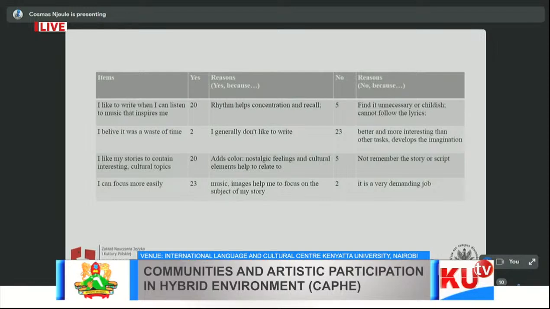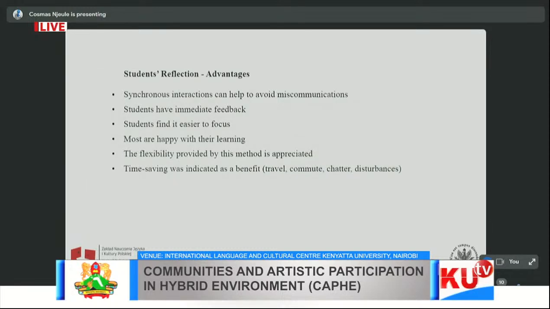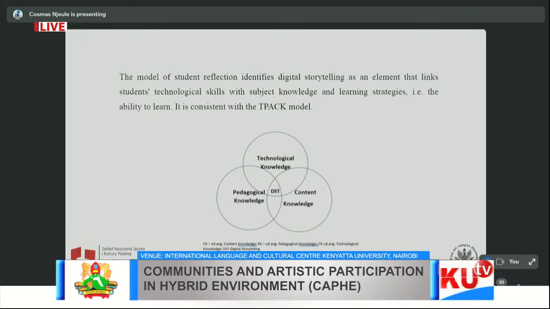The model of student reflection, next slide please. Next slide. Next. Thank you.